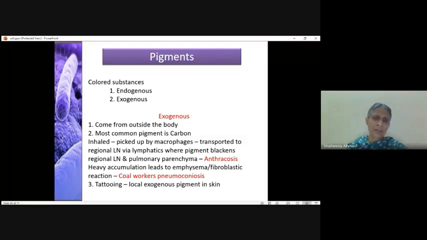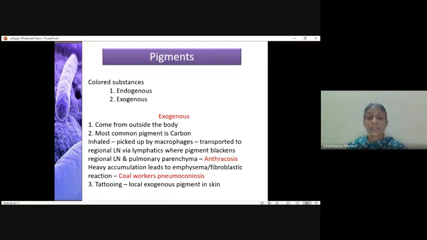Pigments can be endogenous or exogenous. Exogenous come from outside the body, like carbon. We inhale carbon. Again, we don't have enzymes to digest carbon, so our macrophages just pick up this carbon and phagocytose it.